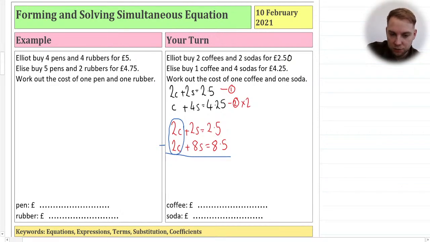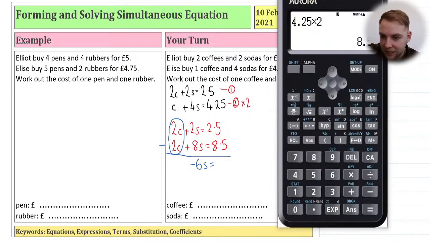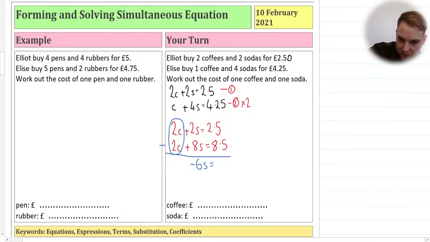So 2C minus 2C is 0. 2S minus 8S is equal to negative 6S. And 2.5 minus 8.5, well, let's do that on the calculator just to check. 2.5 minus 8.5 is equal to negative 6. Then I need to divide by negative 6. So S is equal to negative 6 divided by negative 6, which, negative divided by negative is positive, and 6 divided by 6 is 1.